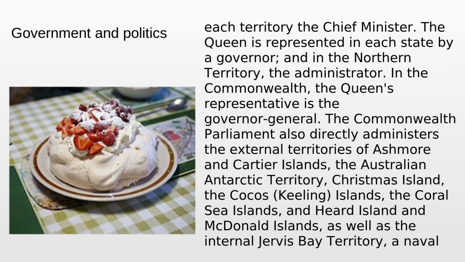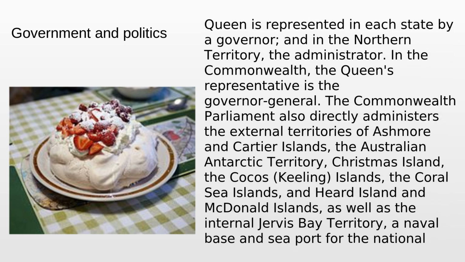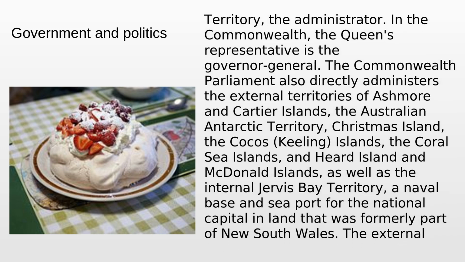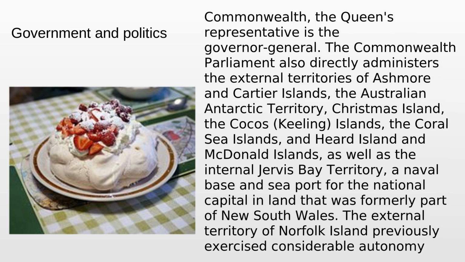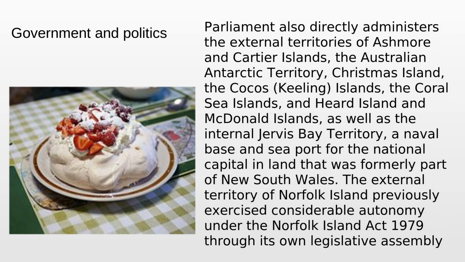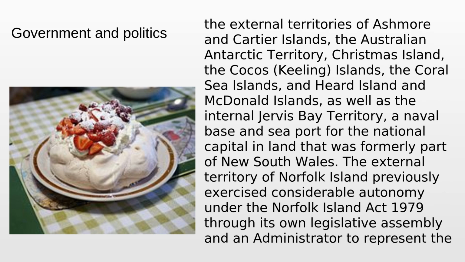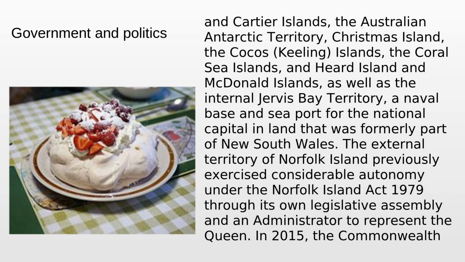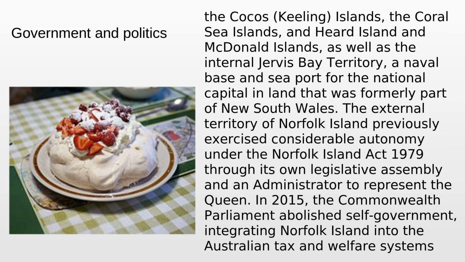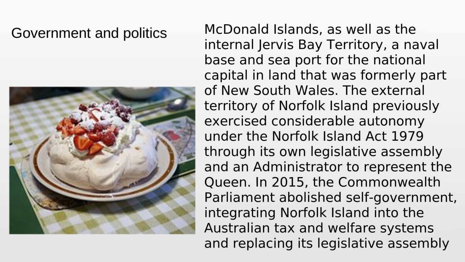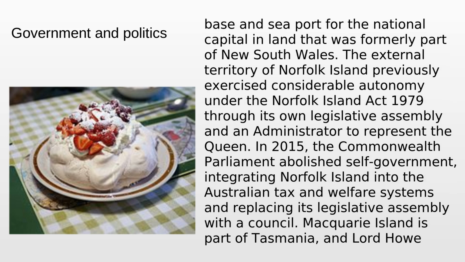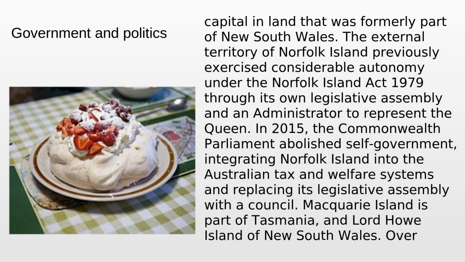The Commonwealth Parliament also directly administers the external territories of Ashmore and Cartier Islands, the Australian Antarctic Territory, Christmas Island, the Cocos, Keeling Islands, the Coral Sea Islands, and Heard Island and McDonald Islands, as well as the internal Jervis Bay Territory, a naval base and seaport for the national capital in land that was formerly part of New South Wales. The external territory of Norfolk Island previously exercised considerable autonomy under the Norfolk Island Act 1979 through its own legislative assembly and an administrator to represent the Queen.